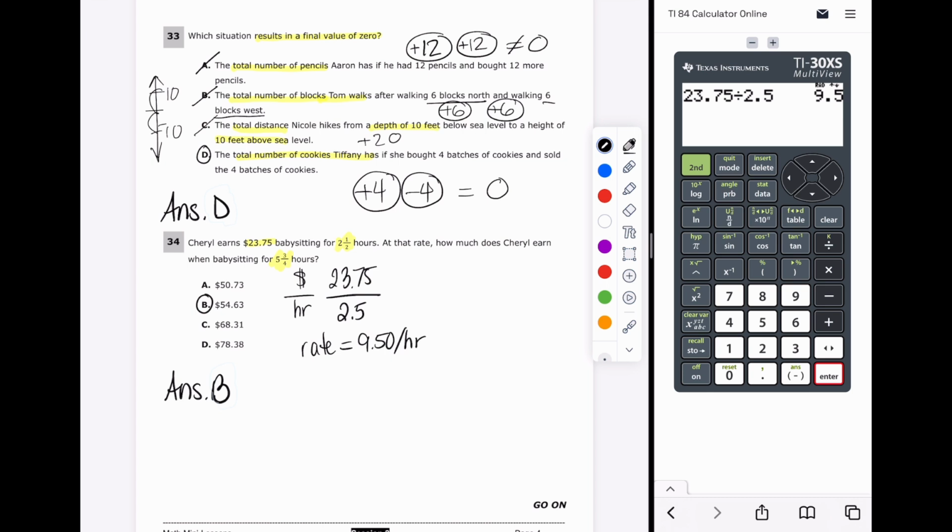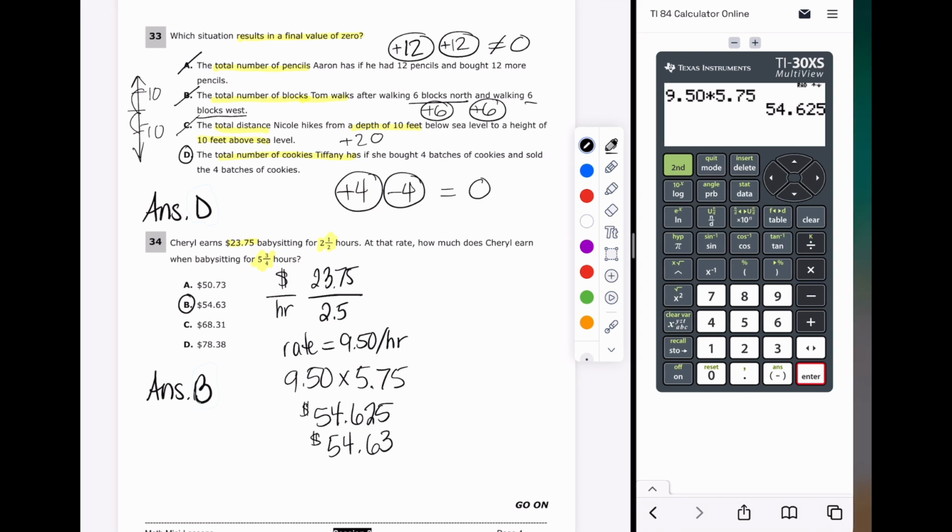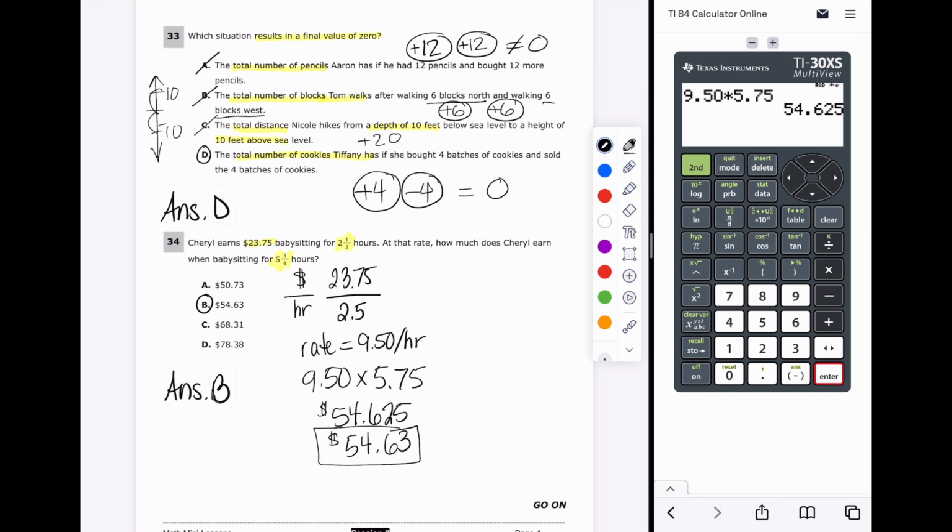If I want to know how much she makes after 5 3/4 hours, I could just do $9.50 times 5.75. So $9.50 times 5.75 gives us, and at first the number doesn't look great, but we round to the nearest penny because this is dollars, $54.63, which is our answer for B. So that's one way you can solve it, is to find the unit rate and then just multiply.